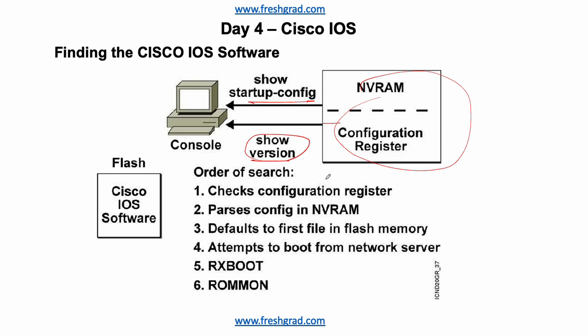It checks the configuration register, parses the configuration in the NVRAM, or defaults to the first file in the flash memory. Then it attempts to boot from the network server, RxBoot or ROMMON code. This is the search order. When you do show version, it checks the configuration register, and if that's fine, it parses the configuration in the NVRAM; otherwise it defaults to the first file in flash, and attempts to boot from the network server if it doesn't find it there.